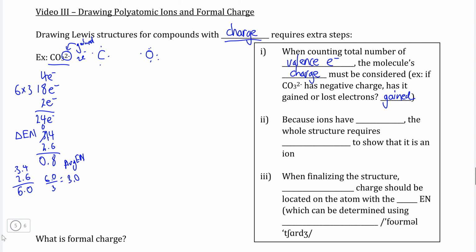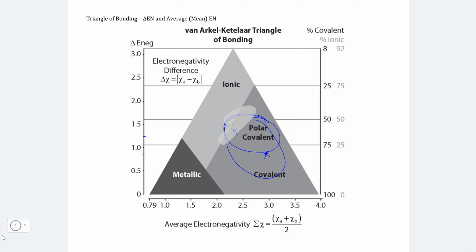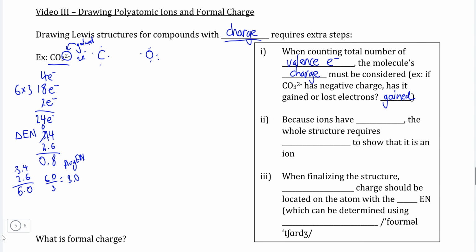So if we remember these numbers, we can check our triangle of bonding. Let's just make some space here for clear comparison. We have 0.8 as our difference in electronegativity, and 3.0 as our average. So the convergence point would be about here, meaning that although it's a little bit ambiguous whether this is polar or non-polar covalent, it is definitely a covalent bond. So that means that we can draw the Lewis structure as normal, and we will explain how to deal with the charge at the end.